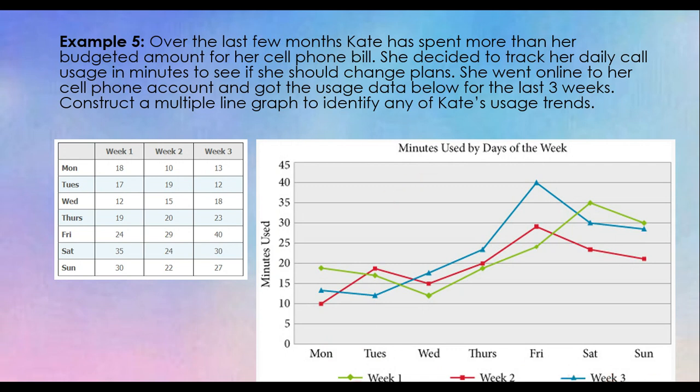And as you would, week 1, right, this entire column. On Monday, you have 18 minutes, so a little bit below 20, plot. Week 2, 17, a little bit less, plot. Week 3, 12, plot. Thursday, 19, plot. Friday, 24, plot. Saturday, 35, plot. And Sunday, 30. And then you would connect those with lines and do that for each column for each week, week 1, week 2, and week 3. And you get something that looks a little bit like this.